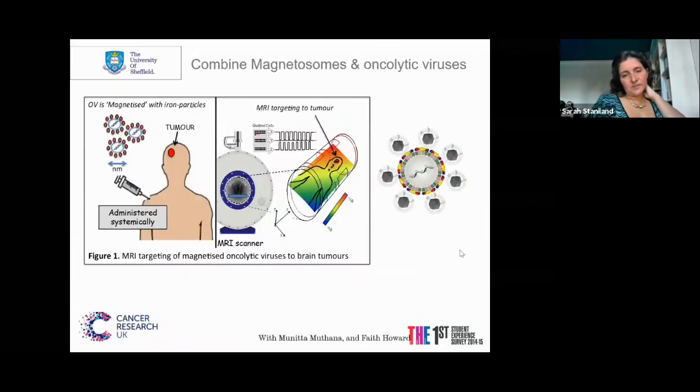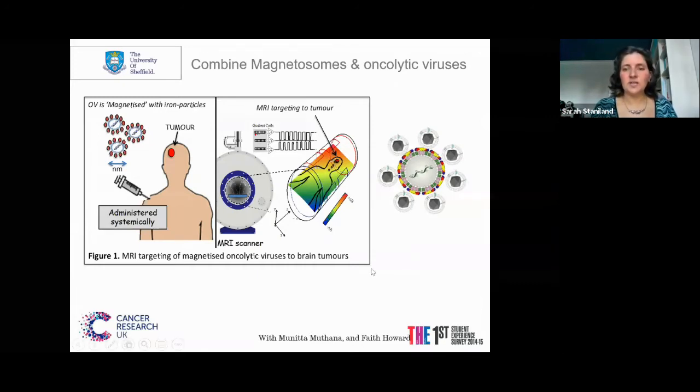More recently, we're doing some work with a colleague of mine, Monita, in oncology, and her postdoc Faith Howard, where the project that we have jointly with them is looking at oncolytic viruses, and these will of course attack cancer, and they are basically an excellent sort of Trojan horse, if you like, to kill cancerous cells. So they will go towards cancerous cells and also destroy them.